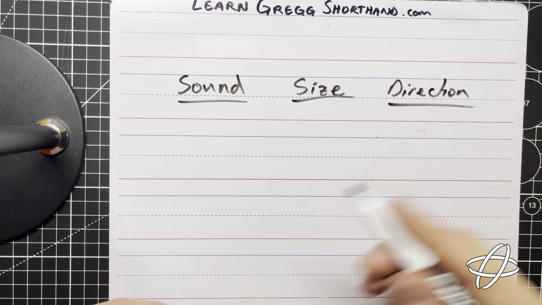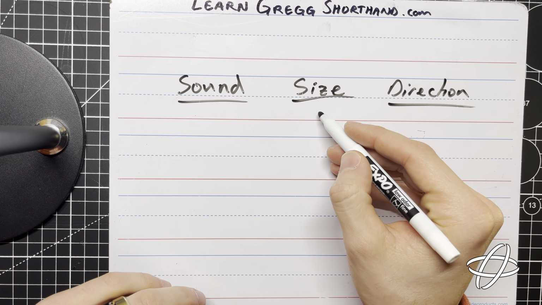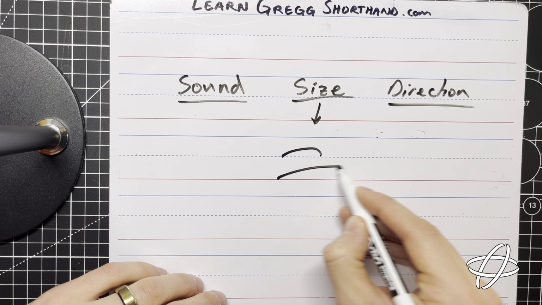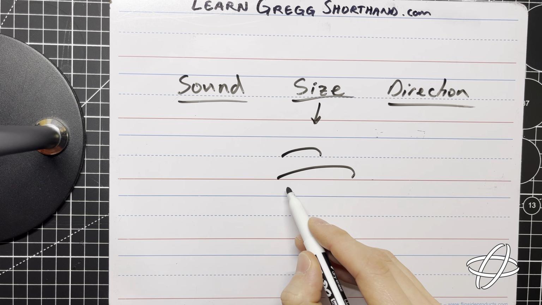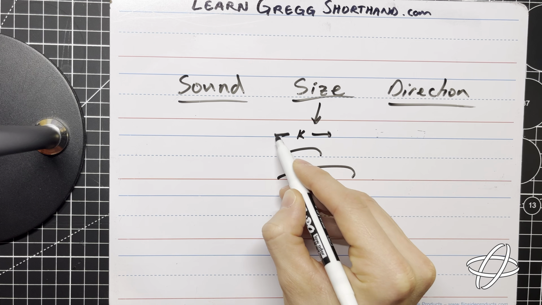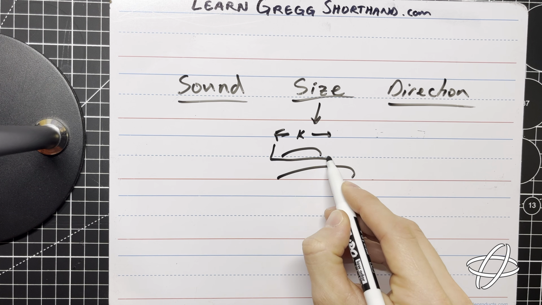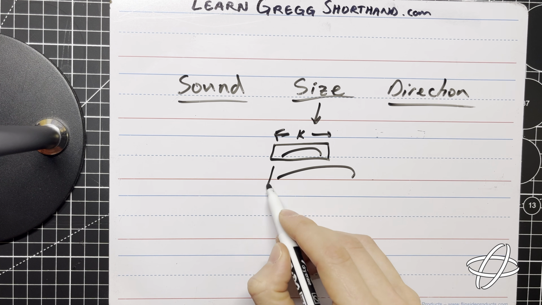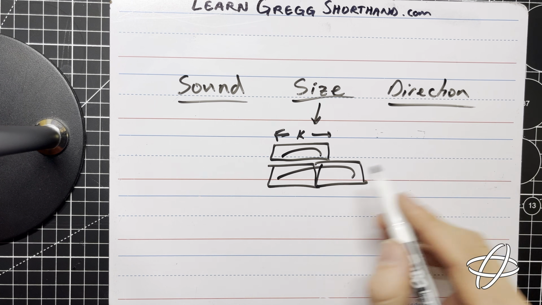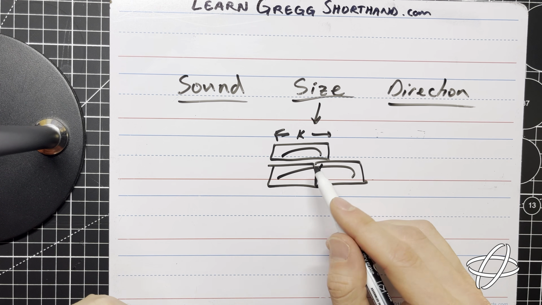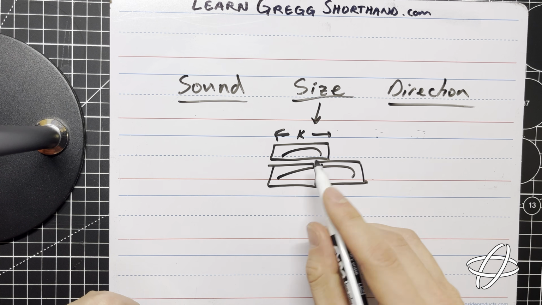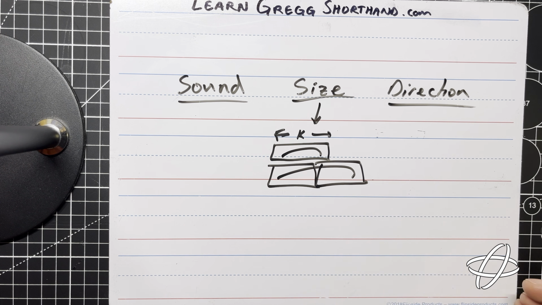So the next way that we talked about being able to differentiate them is by size. So if we take the K and the G, you'll notice that the K occupies about 1 unit of space, whereas the G may occupy 2 units of space. So the exact proportion doesn't exactly matter. You just want to make sure you can differentiate the K between the G sounds.